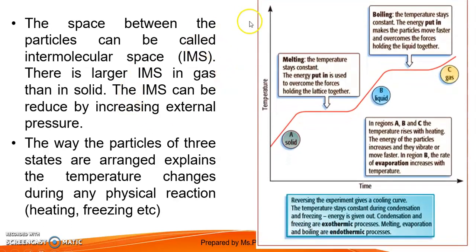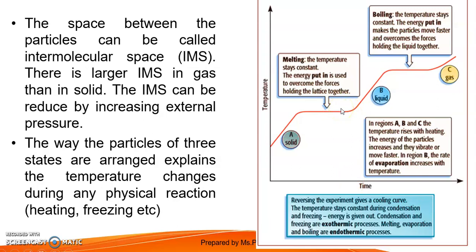In this diagram, we can see there is a heating curve. Why is it a heating curve? Because the temperature is increasing from lower temperature to higher temperature. In this heating curve, there are three parts, which are A, B, and C. And there are two constant regions whereby the temperature remains constant for a certain period of time.